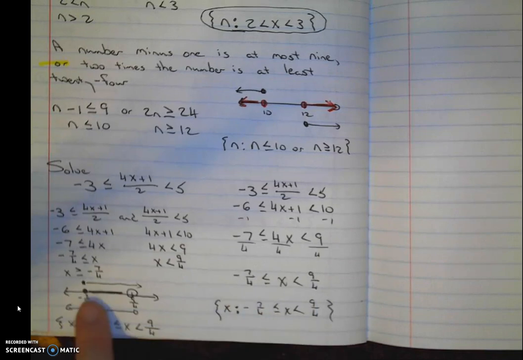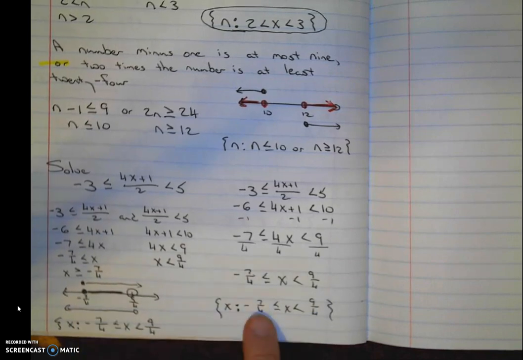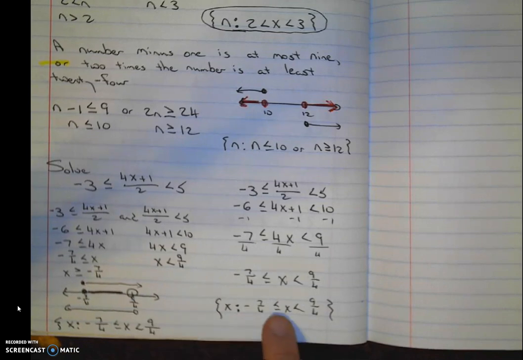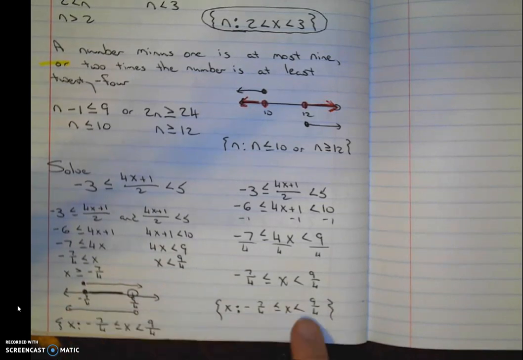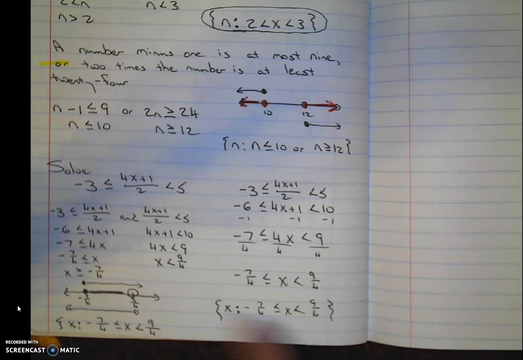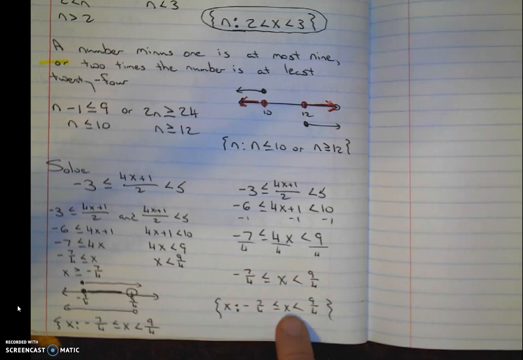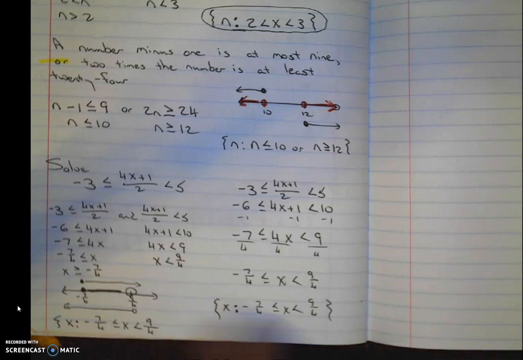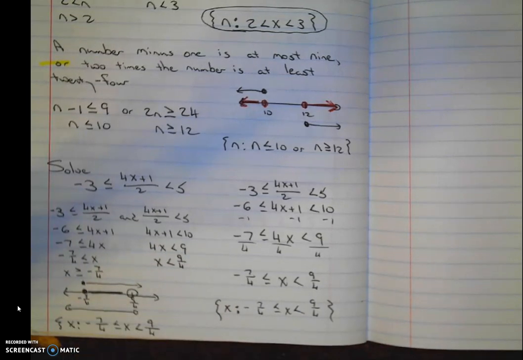The graph would end up being exactly the same. Negative 7/4 is here, 9/4 is here. We've got a less than or equal, so we have a closed circle. I've got just a less than, so I have an open circle. And for x being in between, my shading is in between. So if I needed the graph, I could go from here to here to make the graph.